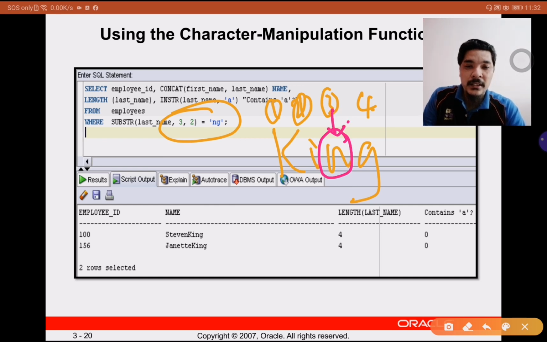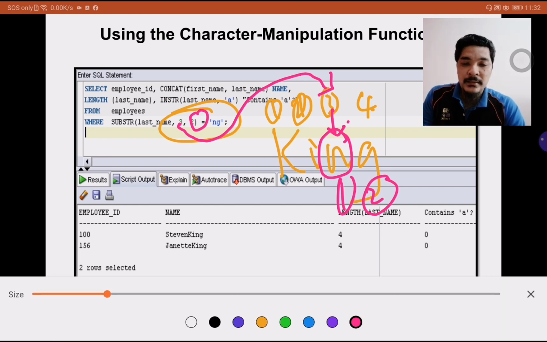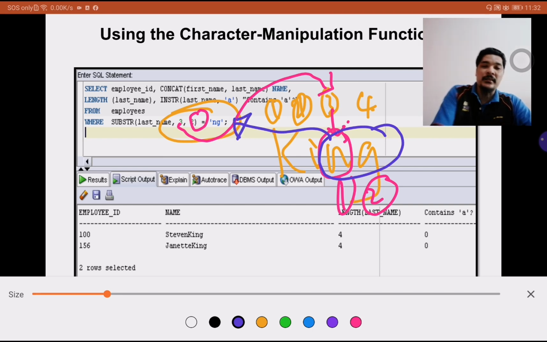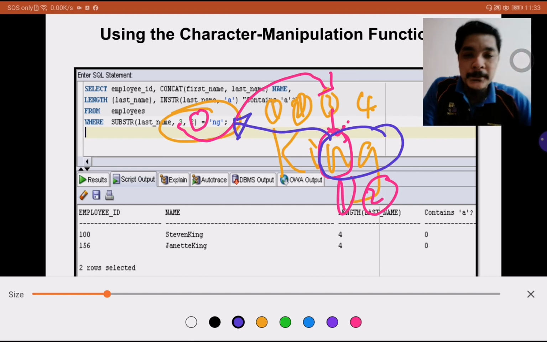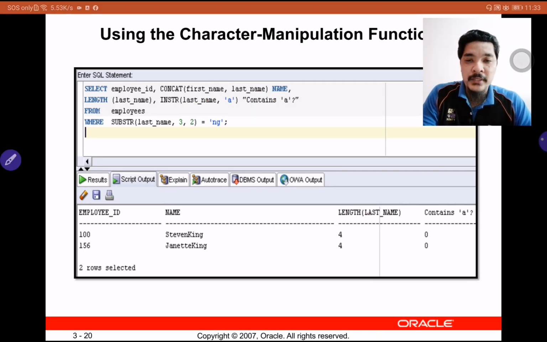3 is here. And 2 means 2 characters after 3, so 1 and 2. So the output is NG. NG must match here. So clear. Again, I repeat, we have NG.